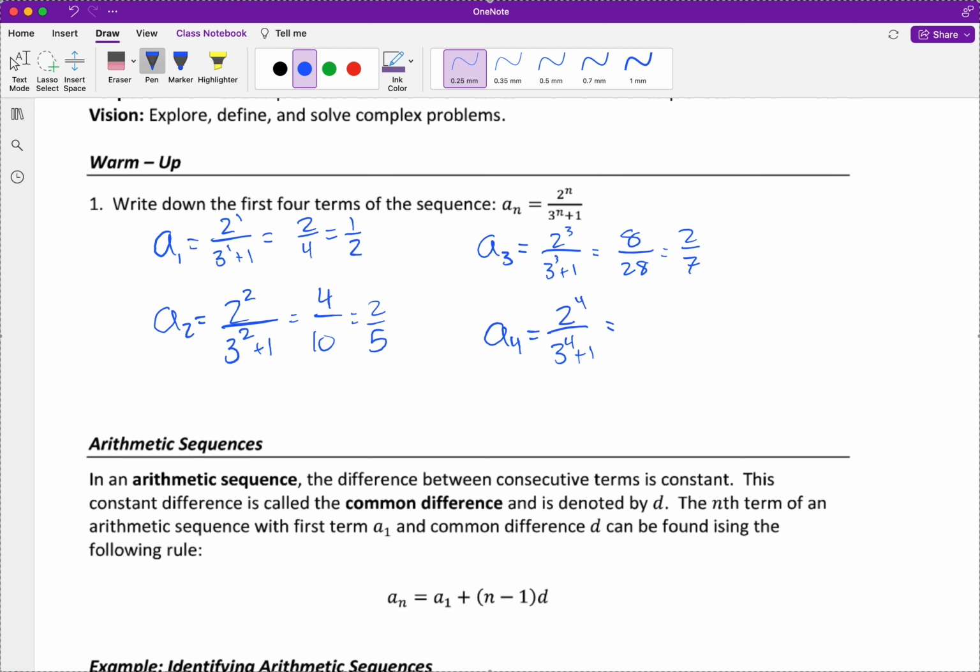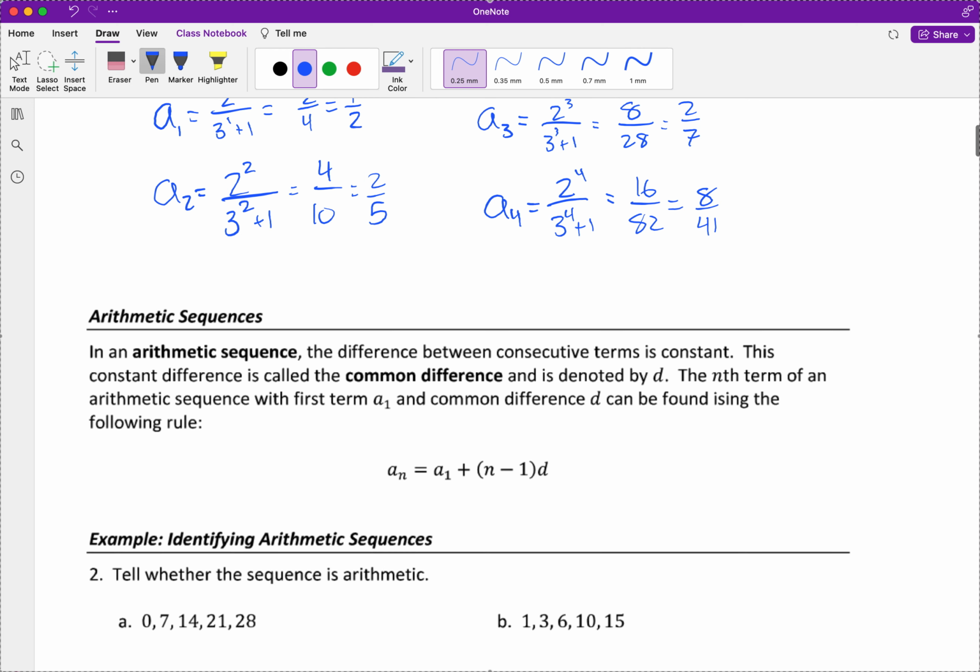All right, we get 2 to the fourth. That's going to be 16. 3 to the fourth is 81 plus 1. That's 82. And you guessed it, it reduces to 8 over 41. So the first 4 terms of this sequence are 1/2, 2/5, 2/7, and then 8/41. And that would be miserable to try to recreate if we were trying to write what the rule was just from those numbers. So thankfully, we're not doing that.